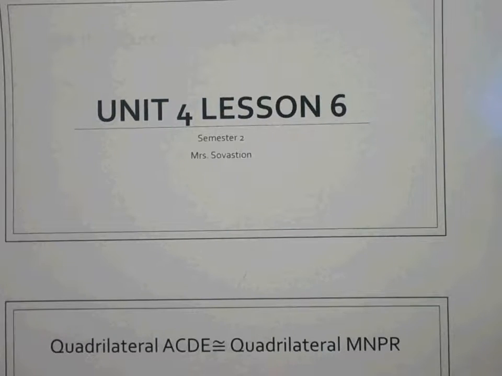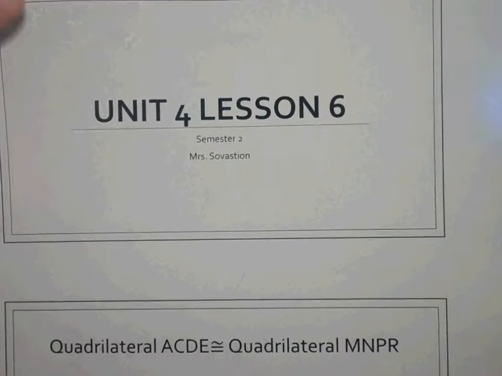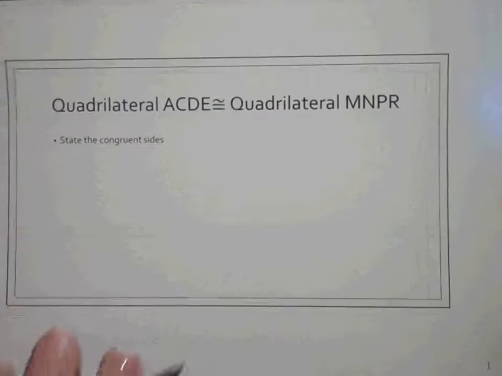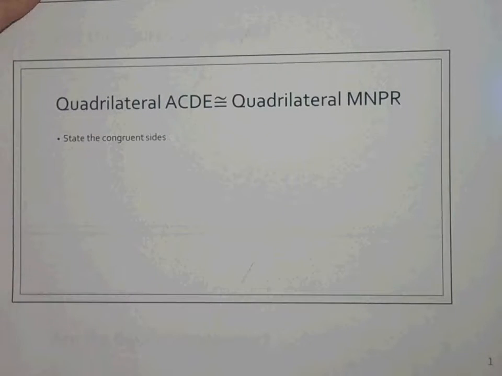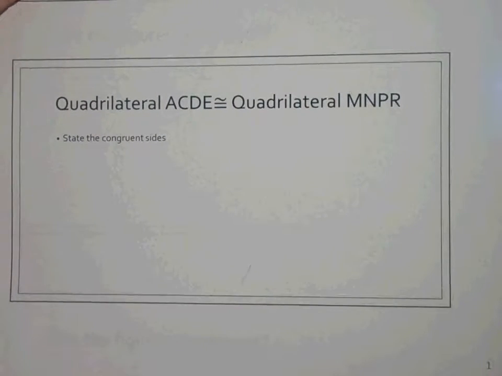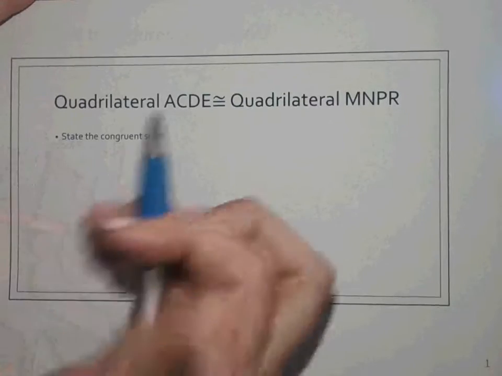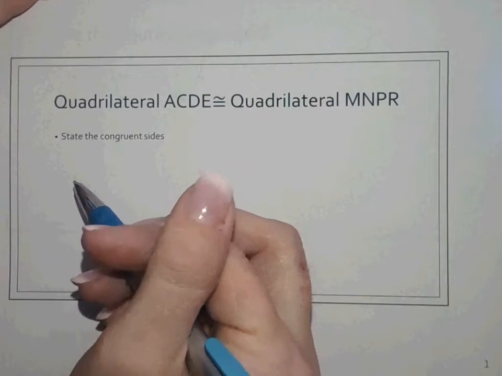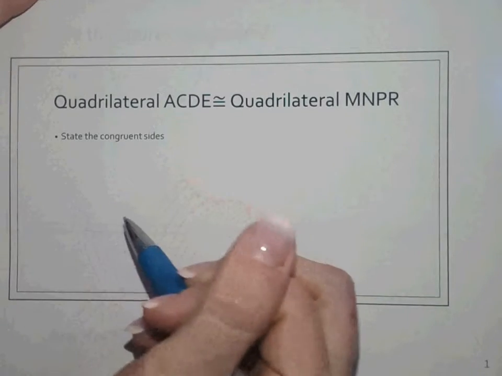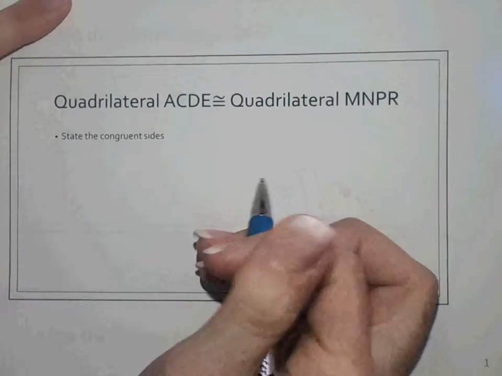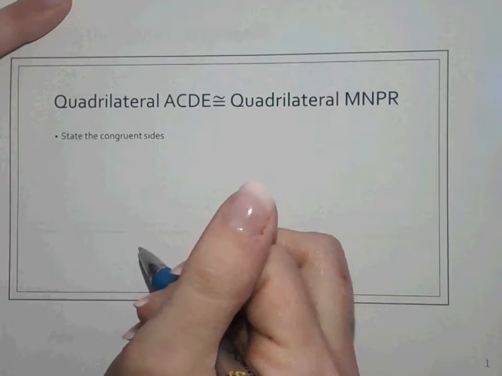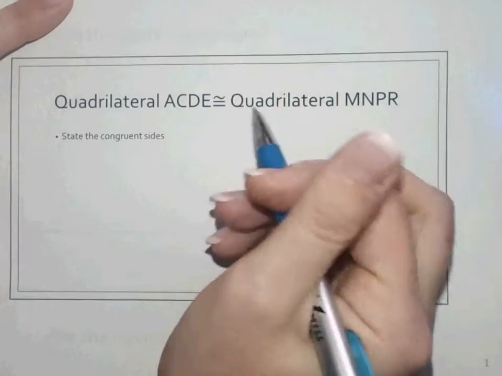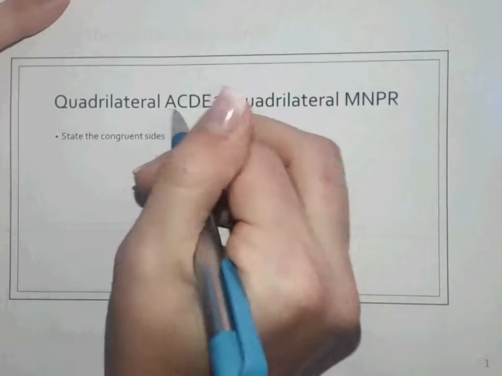We are going to look at Unit 4, Lesson 6, and this is rigid transformations. So our first type of problem is: quadrilateral ACDE is congruent to quadrilateral MNPR. State the congruent sides. Okay, so in 4.03 we talked about how the letters line up.